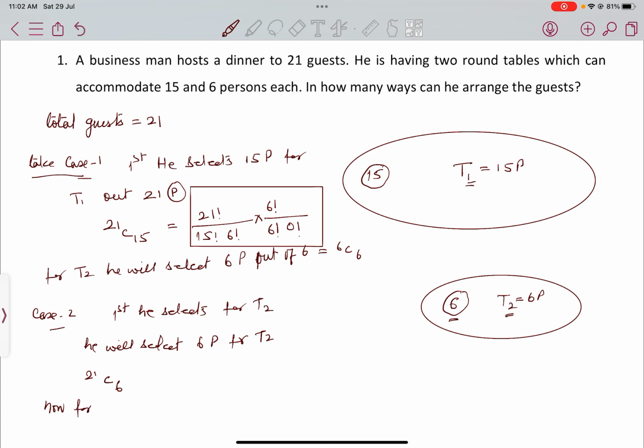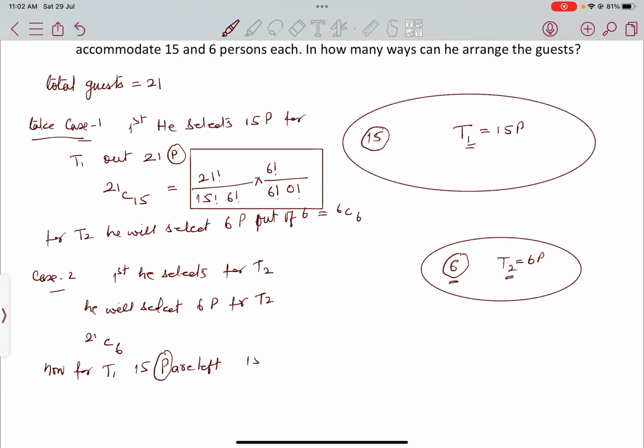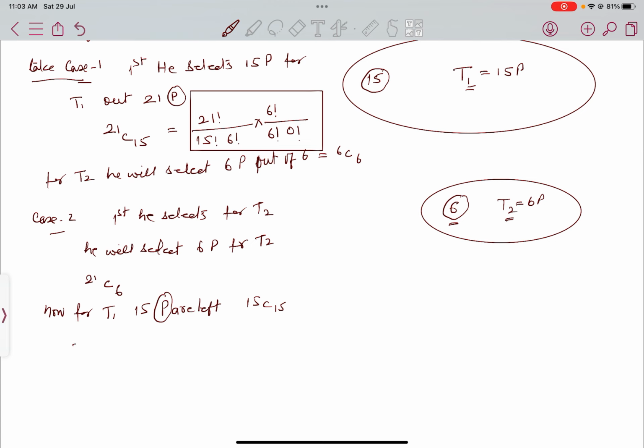Now for table 1, 15 persons are remaining, and he has to select 15 out of 15, 15C15. So total selection made is 21C6 into 15C15, equal to 21 factorial divided by 6 factorial, then 21 minus 6, 15 factorial, into 15 factorial divided by 15 factorial and 0 factorial. This cancels and 0 factorial is 1. 21 factorial divided by 6 factorial and 15 factorial.